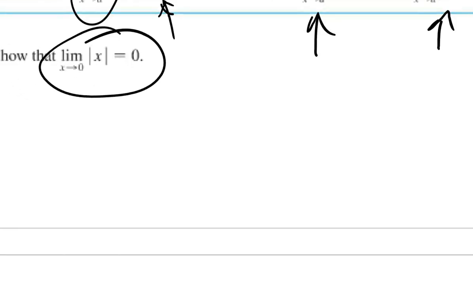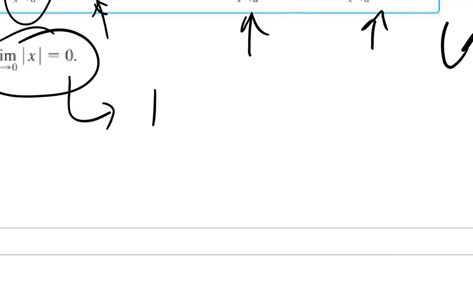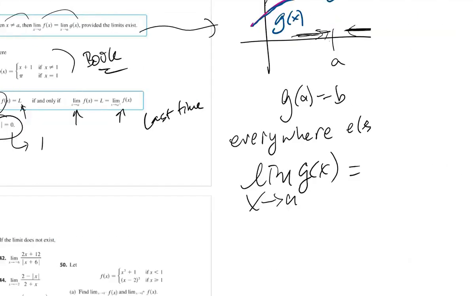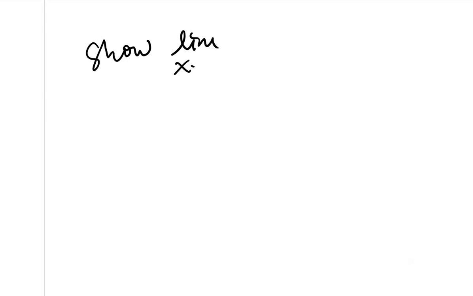Show that the limit as x goes to 0 of the absolute value of x is 0. I want to show you this one because it comes up quite a bit, and you really have to know how to work with it. In fact, I need a lot of room for this one, so let's move it over. Let's show that the limit as x goes to 0 of the absolute value of x is 0.